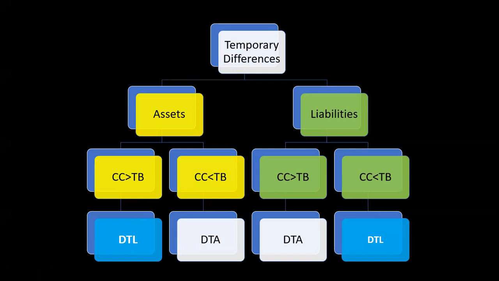Increase in a deferred tax liability is a deferred tax expense, and decrease in deferred tax liability is a deferred tax income. And we'll see that in this example. An increase in deferred tax asset means it's an income. Increase in asset is considered to be an income. And decrease in deferred tax asset is an expense or negative income.